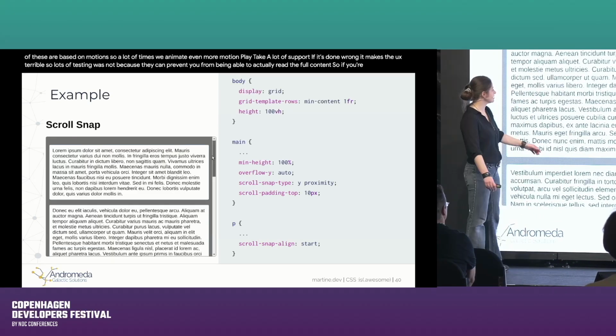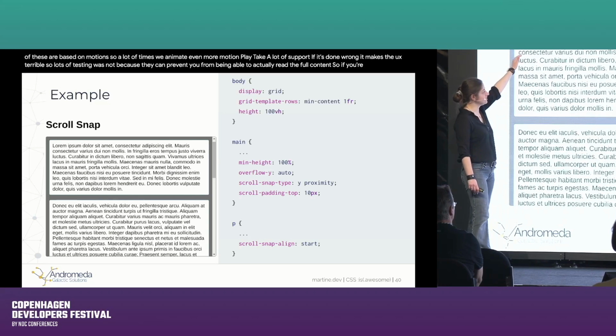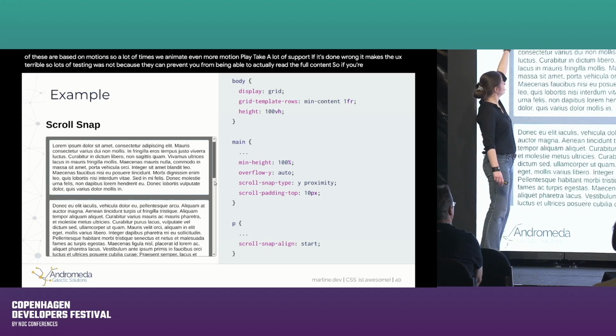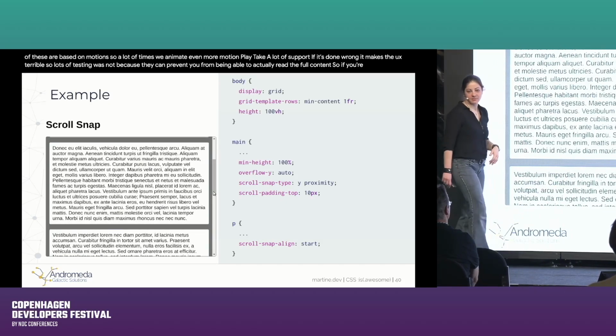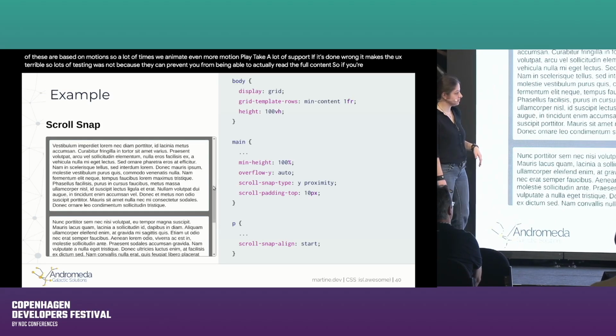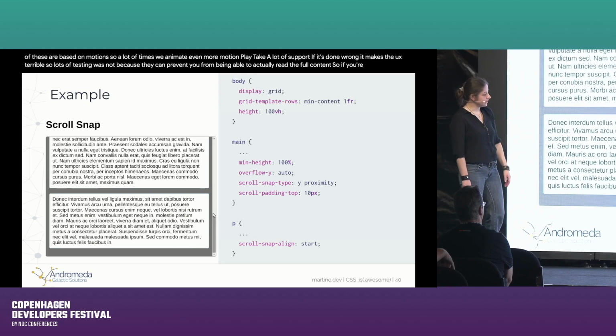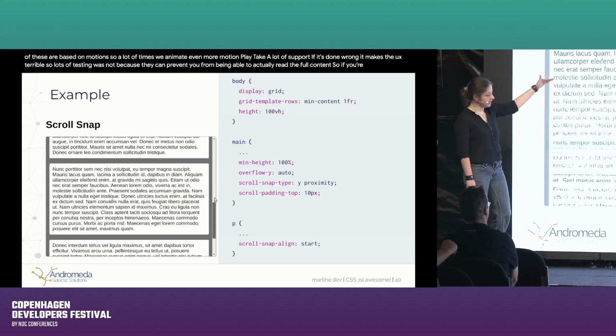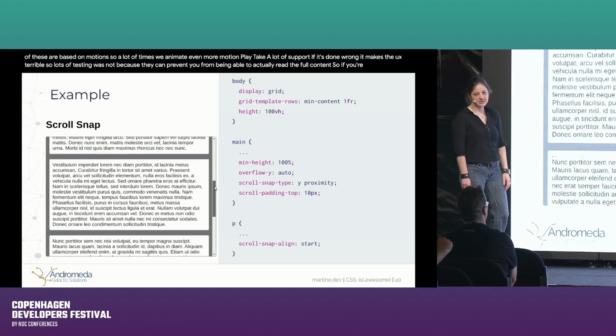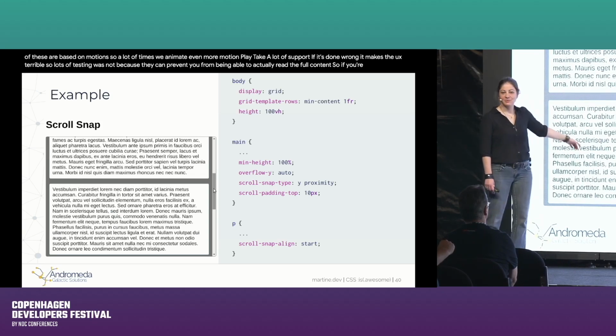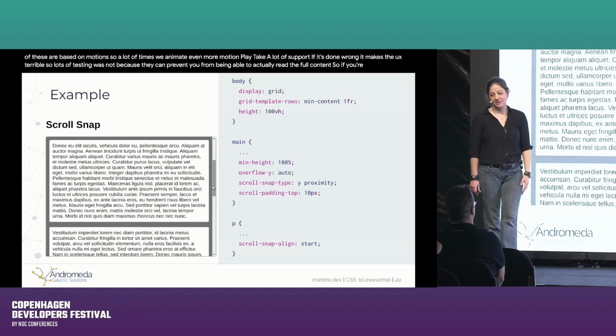And then I gave it scroll padding top, otherwise this line would be right at the very top of the container when it scrolls. This gives it some breathing room. But as you can see, as I'm trying to scroll it, if it can snap and it's close enough, it'll go ahead and snap, but it'll still let me read the rest of the content. If I had put mandatory, it would not.